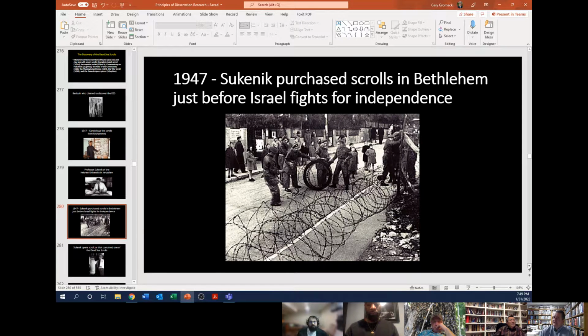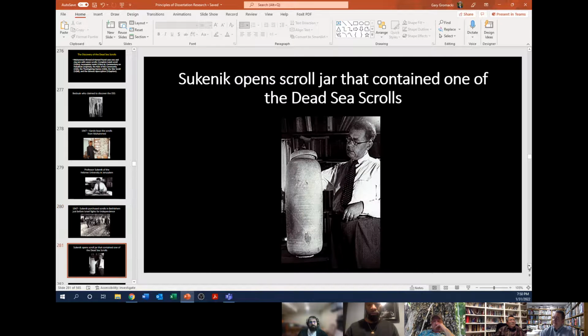So 1947, Sukenik, now think about that. This is right before Israel was declared to be a nation. He purchased the scrolls in Bethlehem just before Israel would fight for their independence. Israel became a nation in 1948. So here's the scroll jar, what they look like.